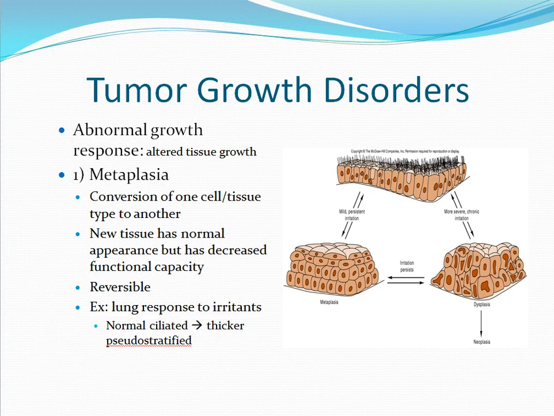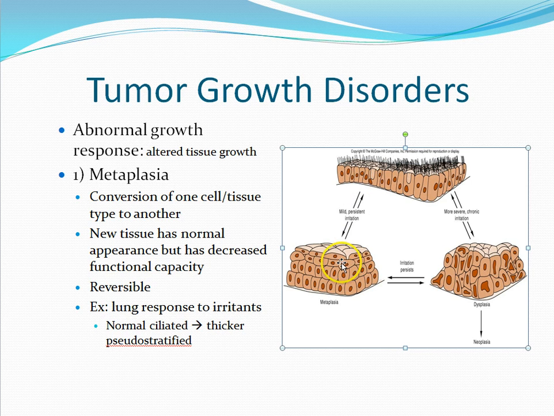An example would be what happens in your lungs in response to irritants. The normal ciliated epithelial tissue will be converted into a thicker pseudostratified tissue. And this is what we're seeing in the picture here. This would be normal lung tissue. In response to mild irritants, it would change into a thicker pseudostratified type tissue. This process, as you can see from the arrows, is reversible.